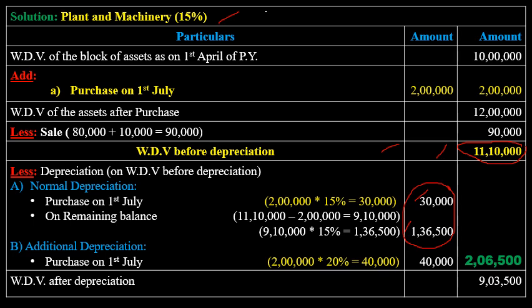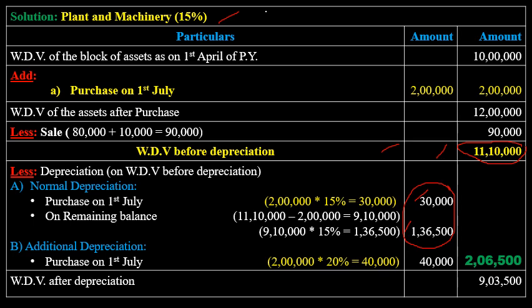Because the asset purchased in the previous year was used for more than 180 days. Even you can calculate separately, both are correct. Whenever you calculate separately, it's an easy calculation, because you will not get any confusion in that case.